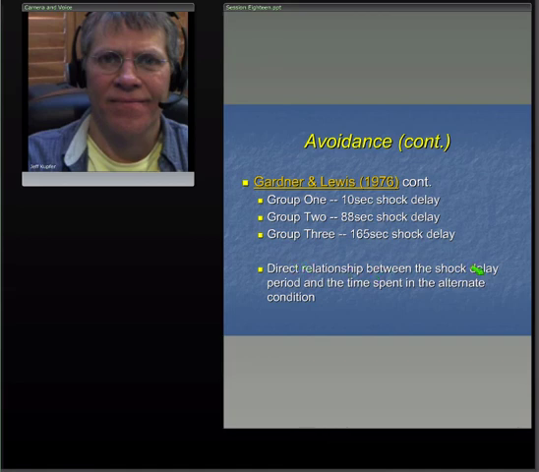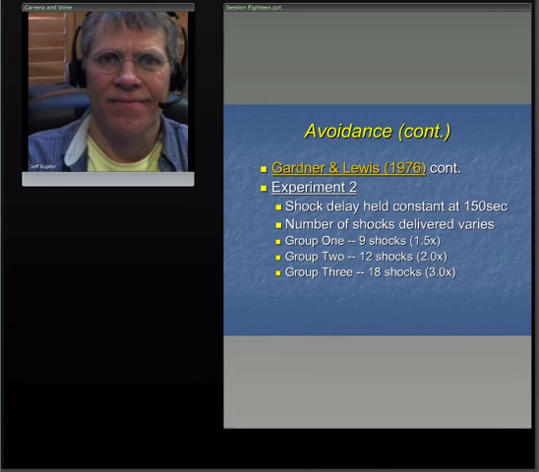And then we come to experiment two, in which Gardner and Lewis held the delay at 150 seconds for all groups of rats. Group 1, group 2, group 3 all got that 150-second delay. So if they pressed the lever and got to the alternate condition, they were all on a 150-second delay, and then they would get shocks. However, when they did get shocked, group 1 didn't get 6 shocks, they got 9 shocks. Group 2 got 12 shocks. Group 3 sustained 3 times more electric shock by going and staying in that alternate condition.